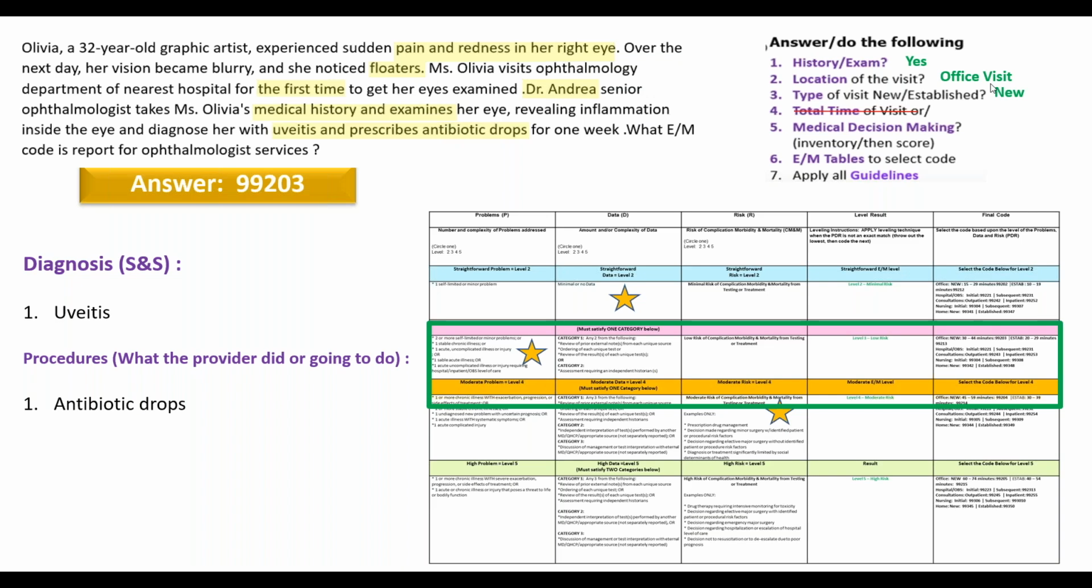So are we good with the scenario, coders? The correct answer is going to be 99203. Did the explanation help? Shall I move on to the next scenario?